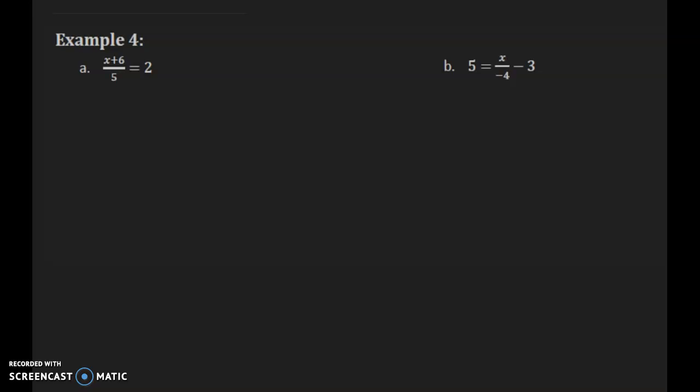Okay, here we have two problems that tend to trip students up. The main difference is that the first example has one large fraction, where 5 is dividing both x plus 6, and in the second we have a fraction that then has a subtracting 3. The 3 is not in the fraction. So let's look at the differences between these two.